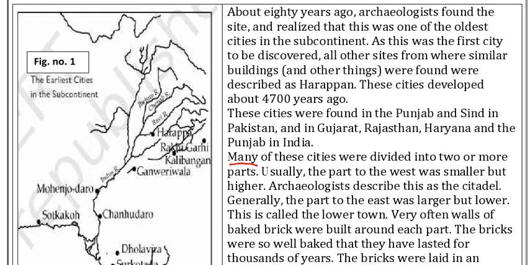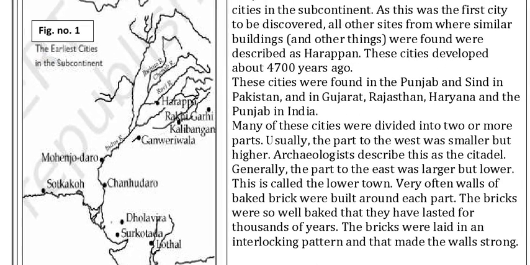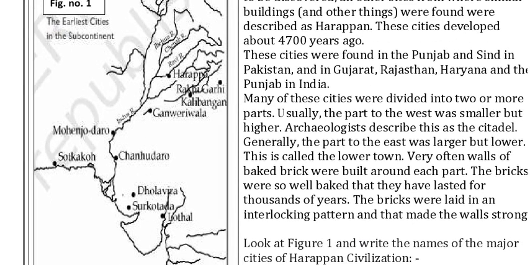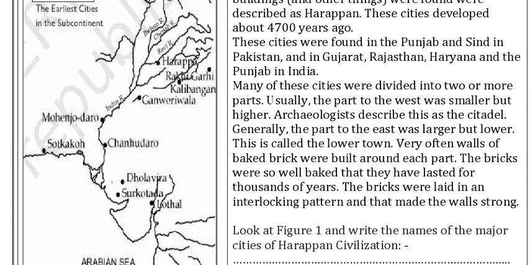Now many of these cities were divided into two or more parts. Usually the part to the west was smaller but higher. So now we are seeing how the cities are made. Cities are divided into two or more parts, basically two parts. The western part was smaller but it was higher, and archaeologists describe this as the citadel. So the western part which was smaller but higher was known as the citadel.